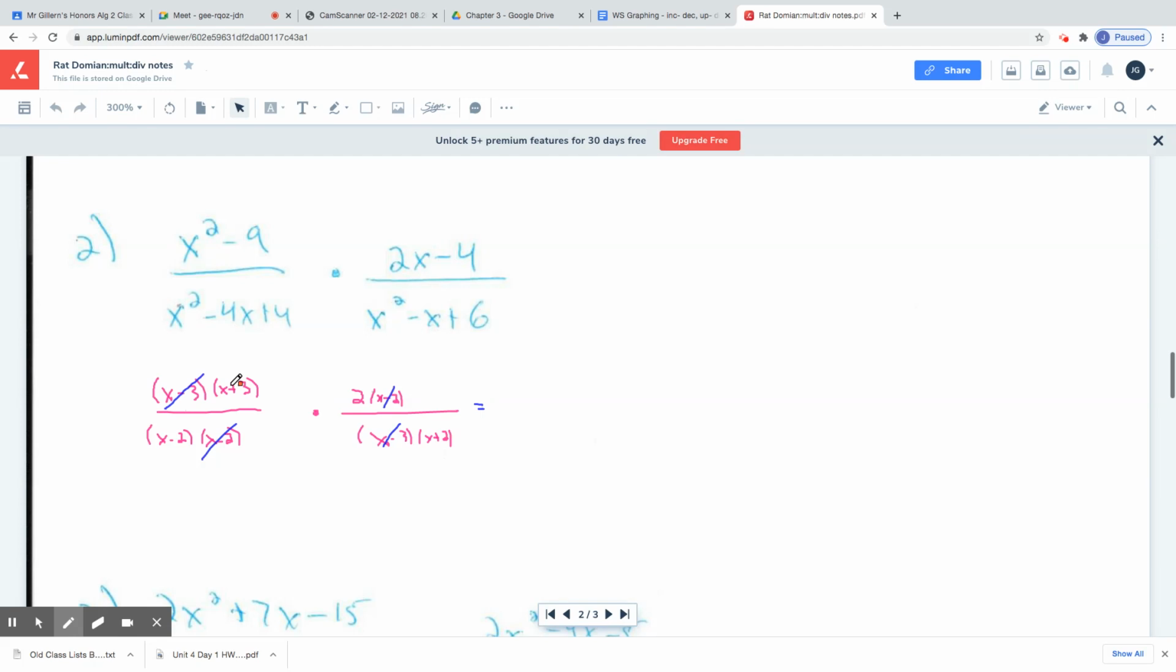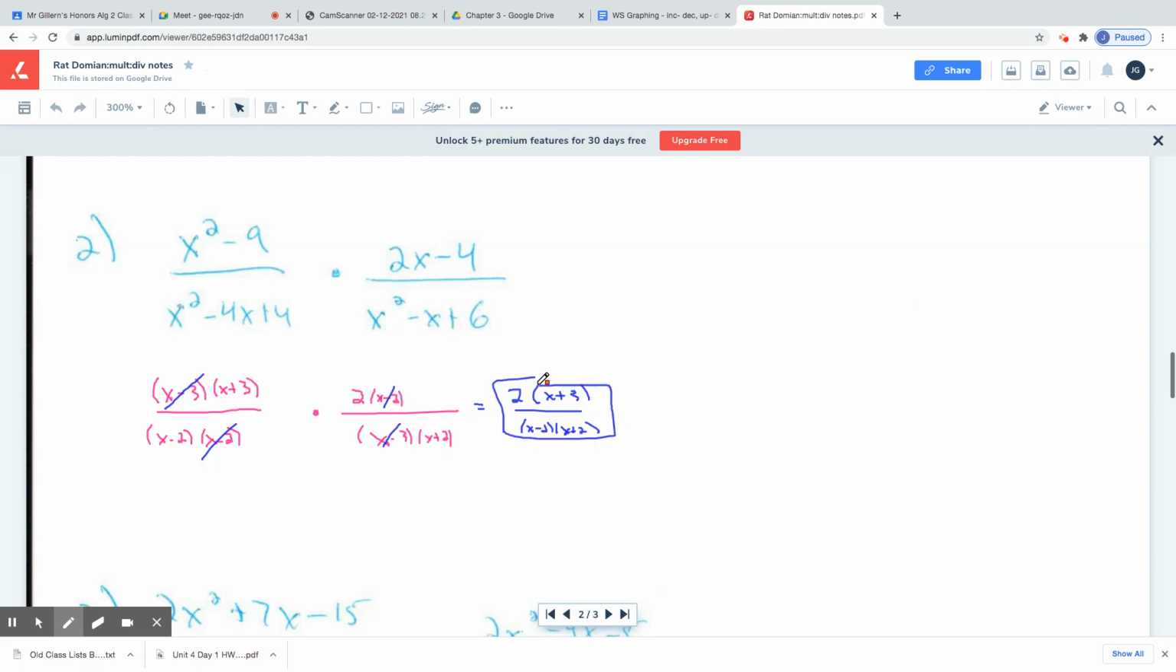So when we multiply fractions, we multiply across the top. Now, I don't want to actually multiply 2 times x plus 3 and distribute the 2. Because remember, I want my final answer to be simplified, meaning the top is factored, the bottom is factored. So you just simply have to write 2 parentheses x plus 3 over x minus 2 times x plus 2. And that is your final answer.